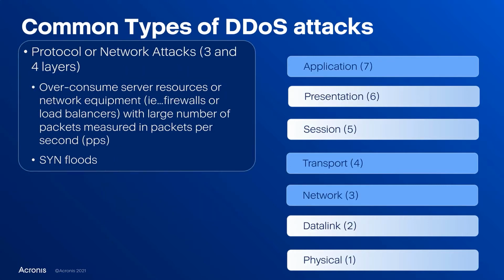Now there are protocol or network attacks, and this affects the 3rd and 4th layers in the OSI model. It's to overconsume server resources or network equipment like firewalls and load balancers with a large number of packets, and this is measured in packets per second, and you'll see something called SYN floods. Now, SYNs target TCP, or Transmission Control Protocol, servers, like web servers and email servers. And there's a 3-way handshake that's needed here.